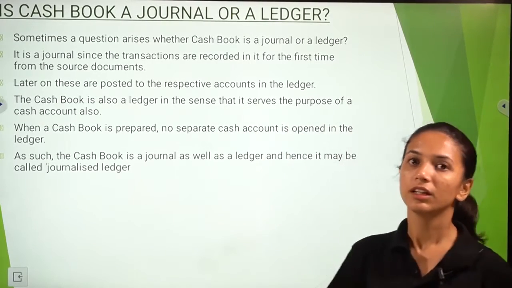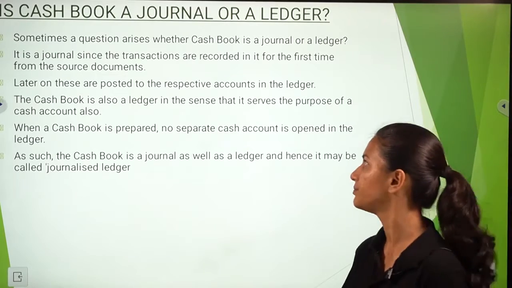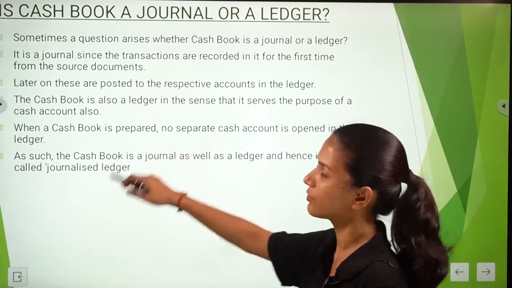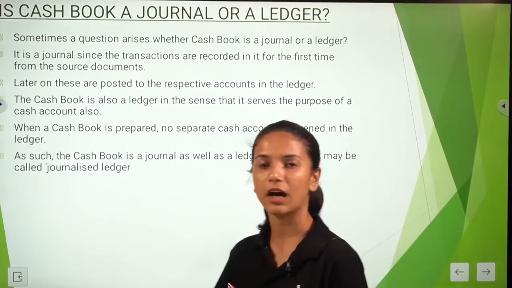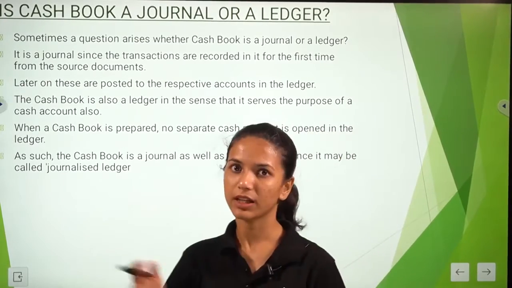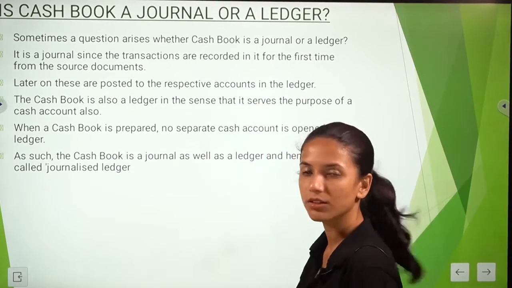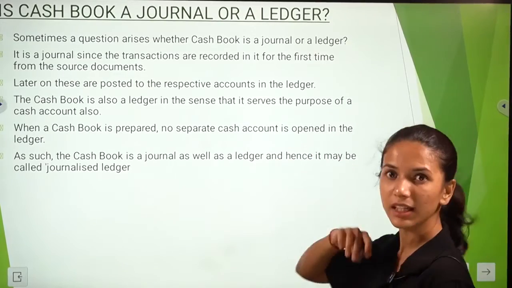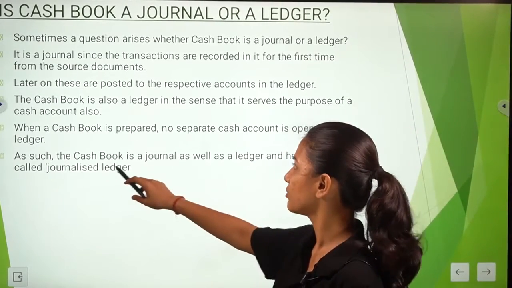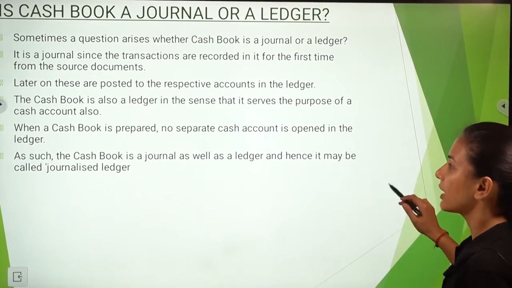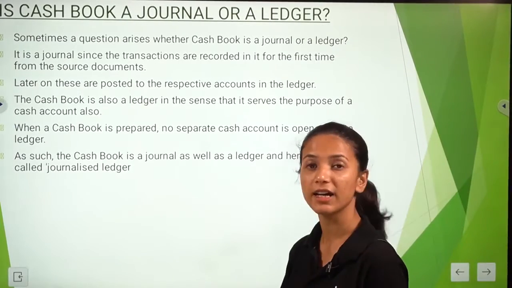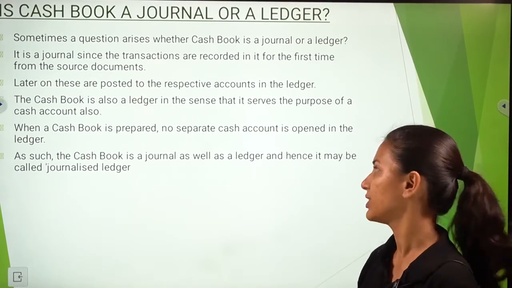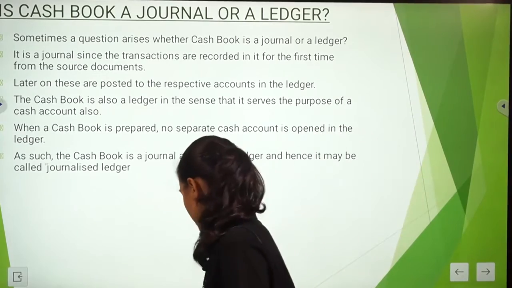From this cash book, you can post into the ledger. The cash book is also a ledger in the sense that it serves the purpose of a cash account also. So all the items appearing in the cash account, you can directly see in the cash book. So it is also a ledger. When a cash book is prepared, no separate cash account is opened in the ledger, and as such the cash book is a journal as well as a ledger, and hence it may be called a journalized ledger. Because of both its features, it can be termed a journalized ledger.